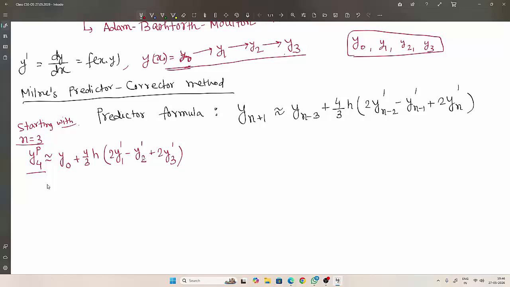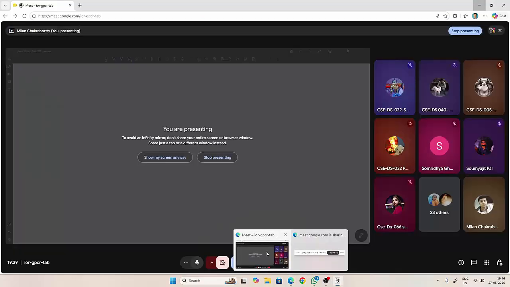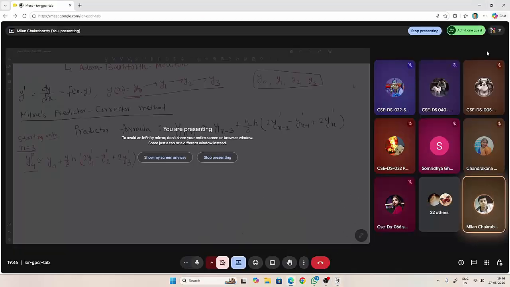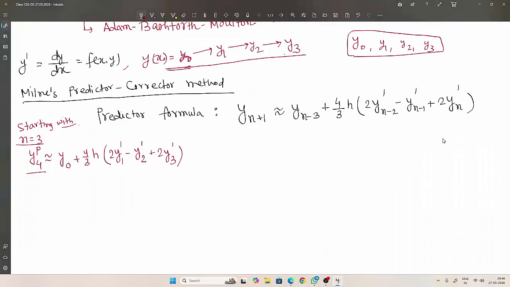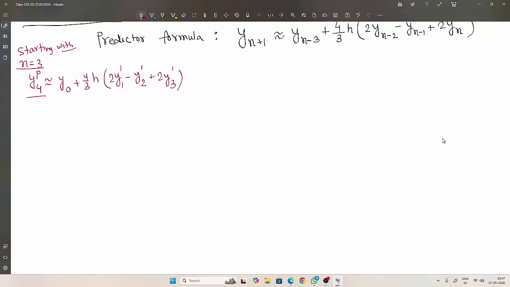Now till now, tell me, is it clear or not? We will come to the problem. But up to that, is it clear? But you have to remember it. No other way is there. Up to that, is it clear? Otherwise, we will go to the corrector formula.